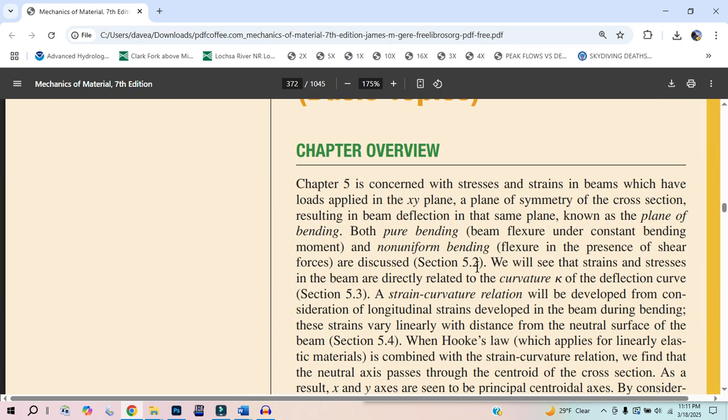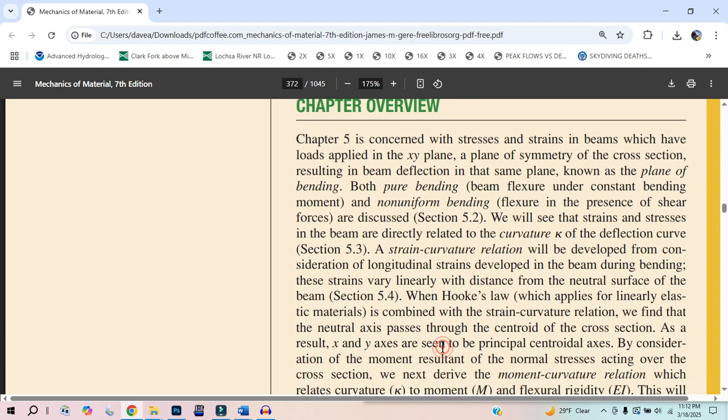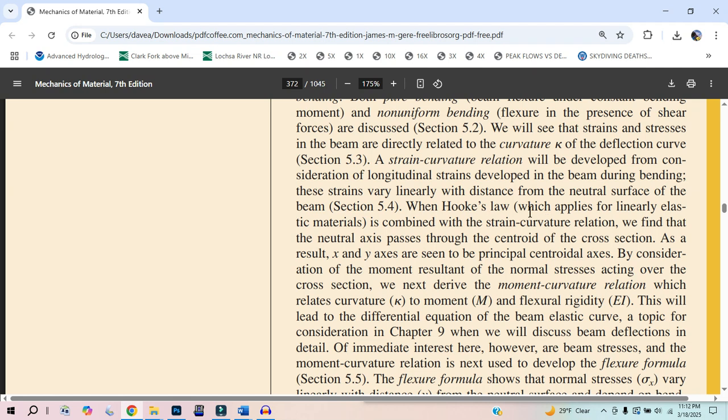All right. So yeah, we talked about Hooke's law, and we find that the neutral axis, so yeah, that was that sentence. The neutral axis passes through the centroid of the cross section. And so that full sentence says, when things behave linearly elastically, the neutral axis will pass through the centroid.